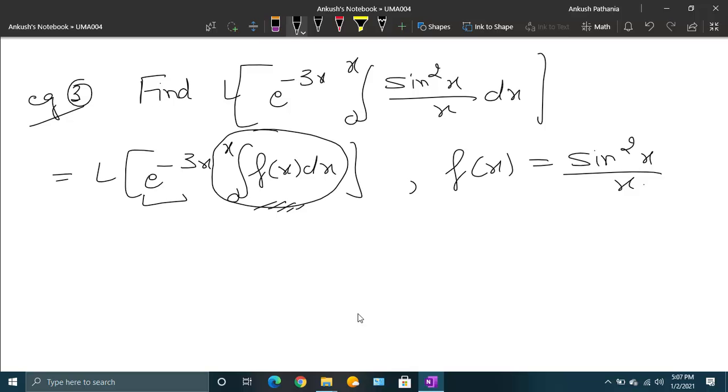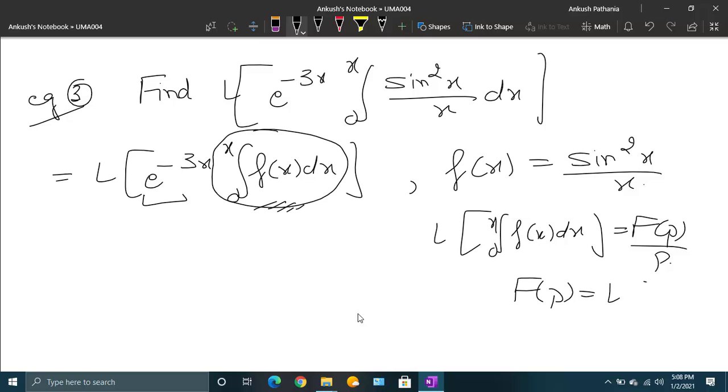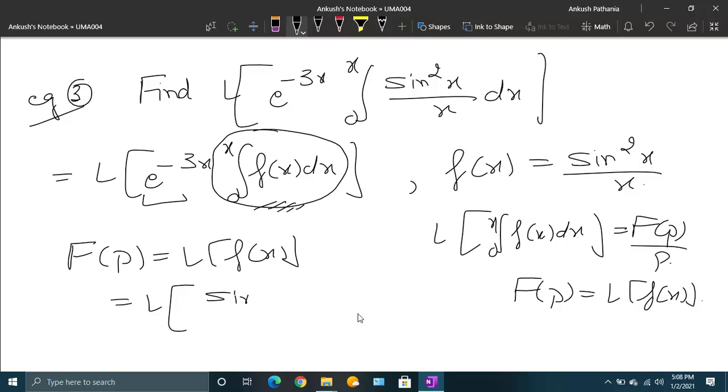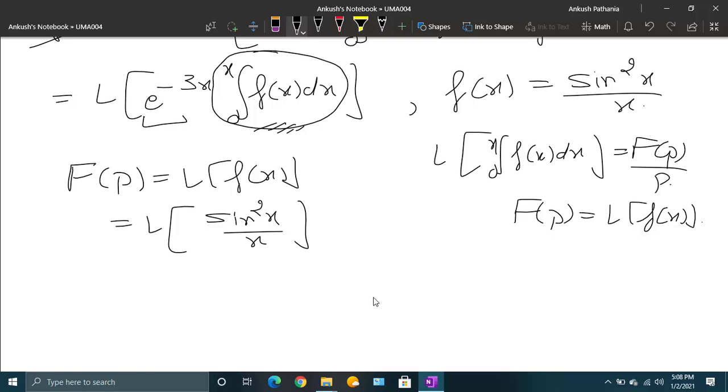To find the Laplace of this thing, we know that the Laplace of the integral from 0 to x of f(x) dx is equal to F(p) upon p, where F(p) is the Laplace of f(x). So again the story comes around to finding the Laplace of f(x). Since f(x) is sine square x upon x, F(p), or the Laplace of f(x), is equal to the Laplace of sine square x upon x. That is what we need to first find. Now again you can see here we have use of property number 3, f(x) upon x.